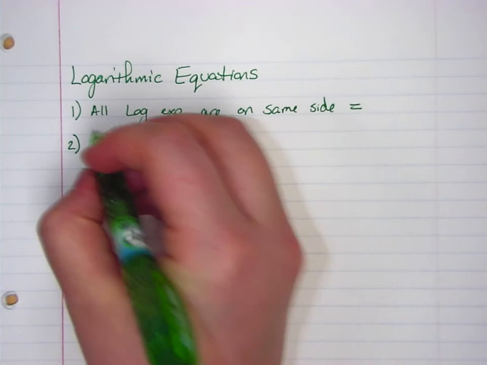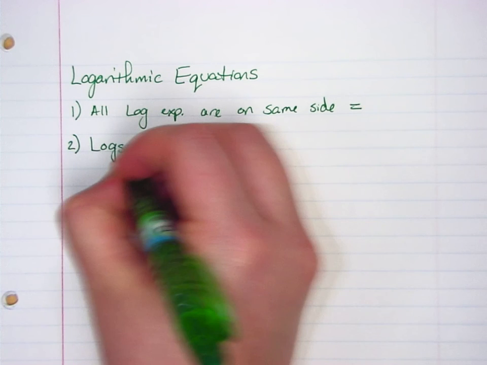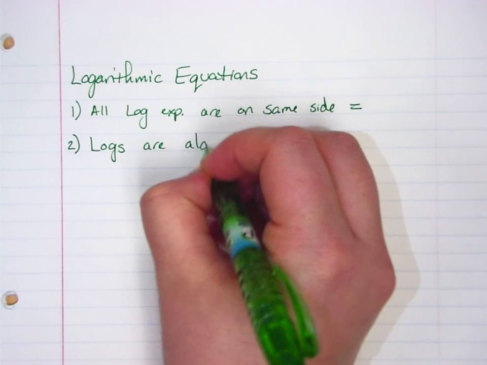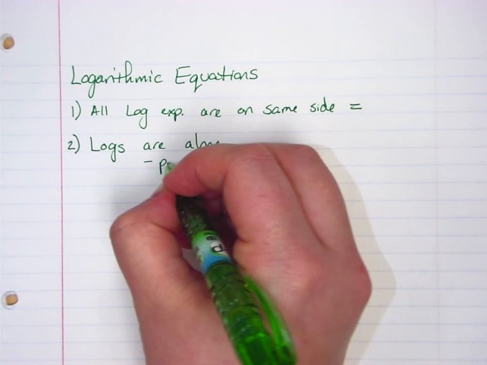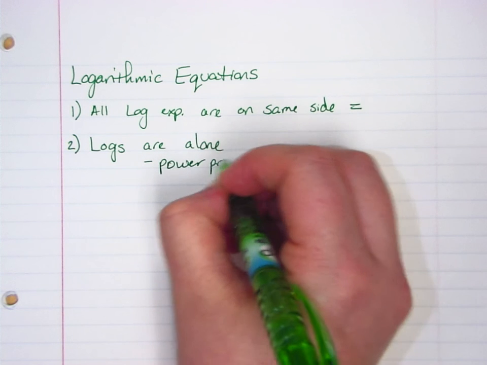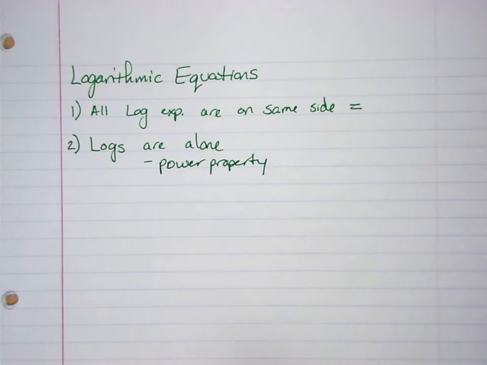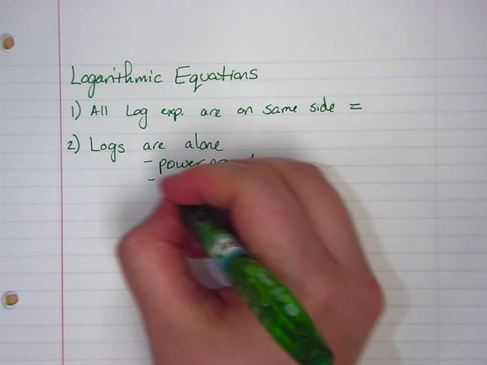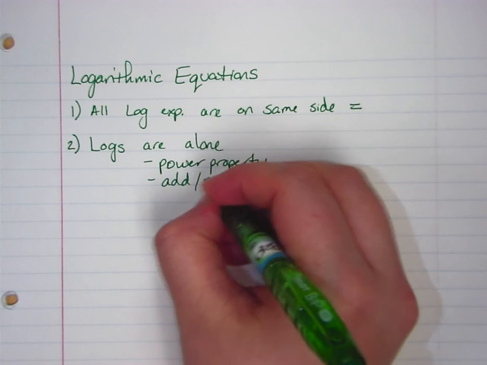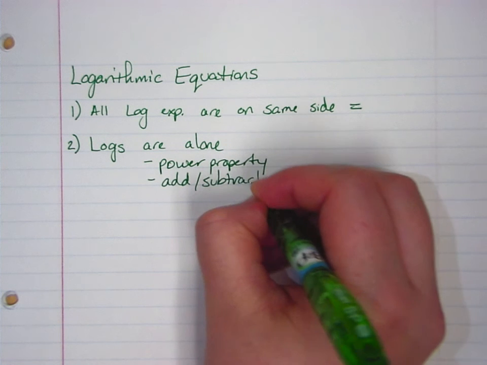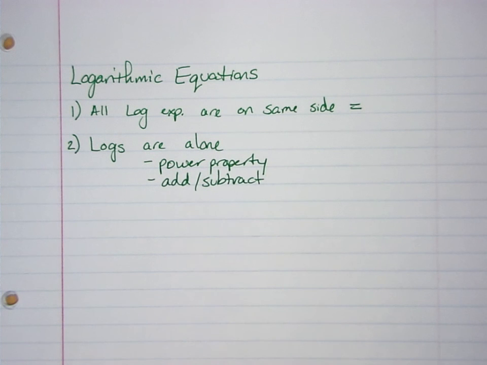The second thing is you need to make sure the logs are alone. That means you need to use the power property to pull up any coefficients into the argument, or you might have to add or subtract any sort of lingering numbers to get them to the other side of the equal sign.